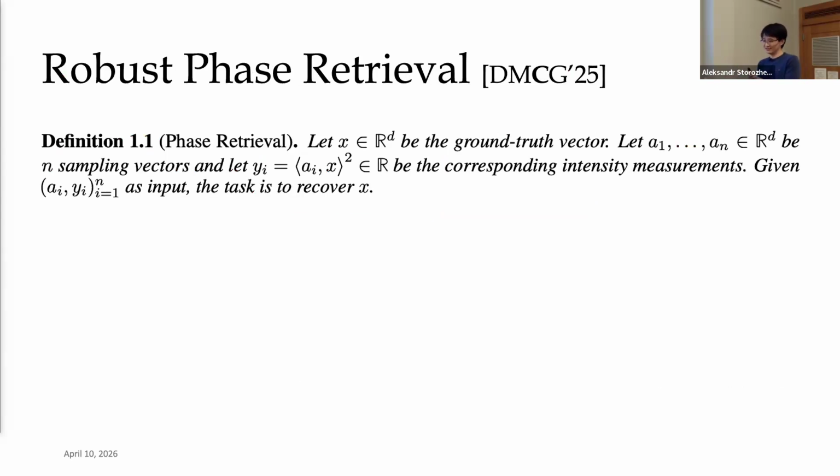Okay, let's look at the first example problem. This is a problem called phase retrieval. So let me define this. It's usually defined in the context of complex numbers and Gaussian vectors, Gaussian sensing vectors.